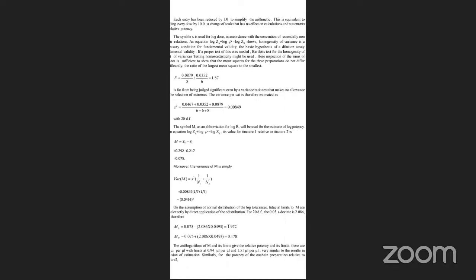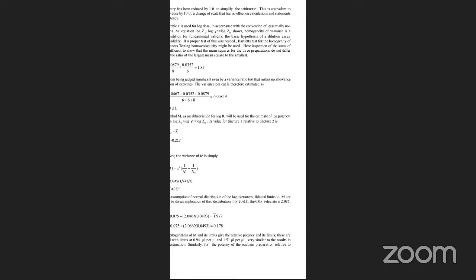So this is the F ratio calculated among these values, 1.87. The smallest square is 0.008. So here the symbol M as an observation for capital log R will be used for ratio estimate of log potency from the equation log ZA plus log rho equal to log Z. Its value for tincture 1 related to tincture 2 is M equal to x bar 2 minus x bar 1. Moreover, the variance is 0.0493 whole square.